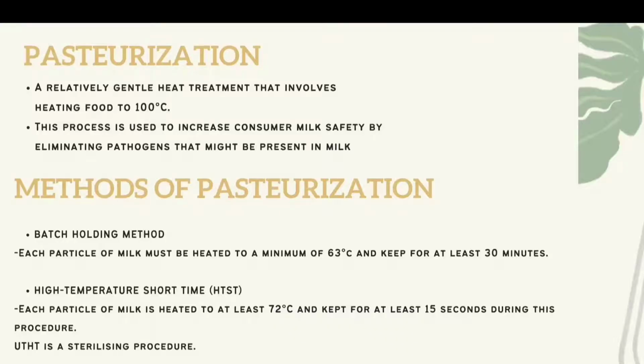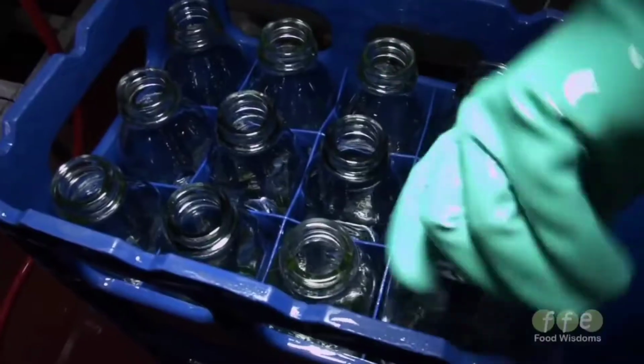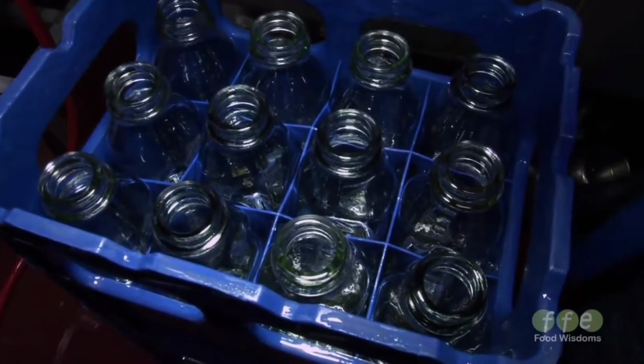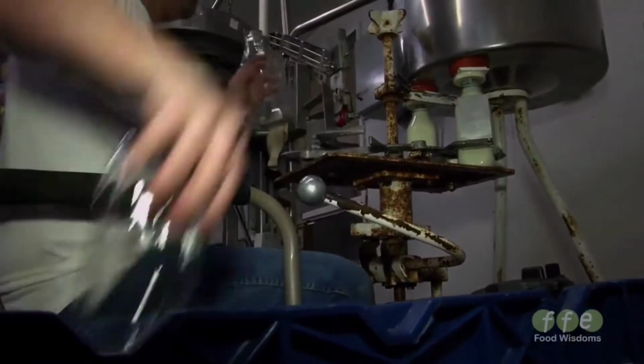Whereas for the HTST method, in this process, each particle of the milk is heated to at least 72 degrees Celsius and held for at least 15 seconds. So then it is carried in a continual manner using UHT, which is the ultra heat treatment, a sterilizing procedure which may also be done at a greater temperature for shorter periods of time. So these are the methods used to reduce spoilage and also increase the shelf life.